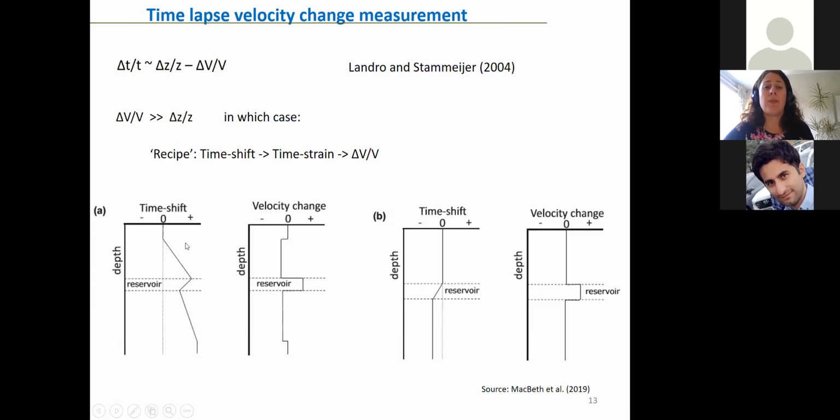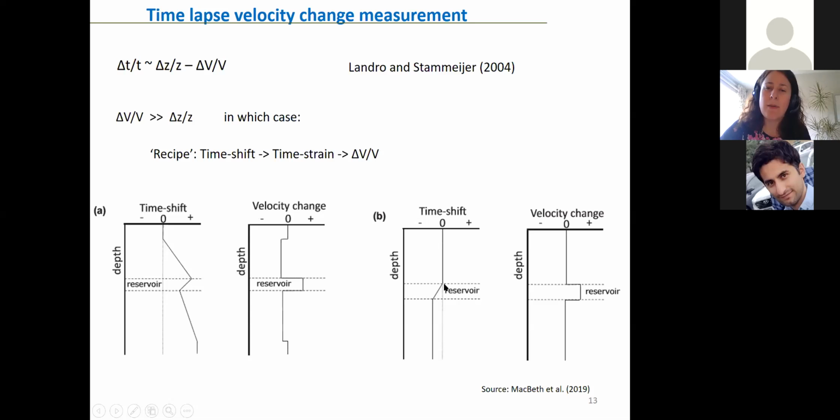Okay, and if you differentiate, you can compute your time strain and then equate that to minus delta v over v, so you get a negative velocity change in the overburden and underburden and a positive velocity change in your reservoir. And in the case of, for example, pressure depletion, you get hardening because water is displacing oil, you would expect a slowdown in the reservoir. Now, this is very interesting.